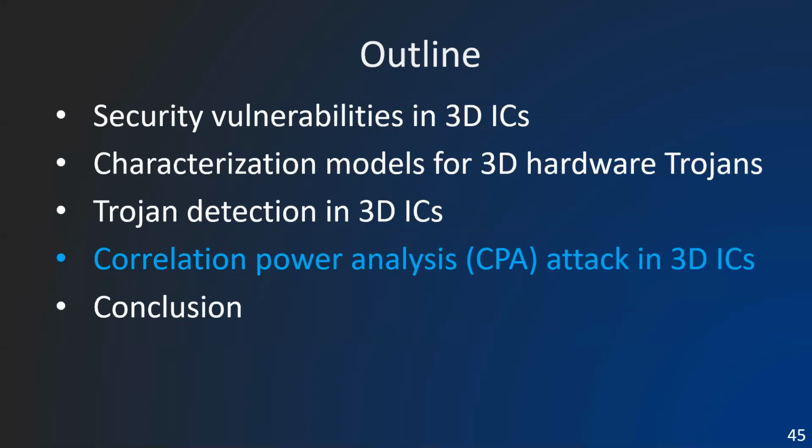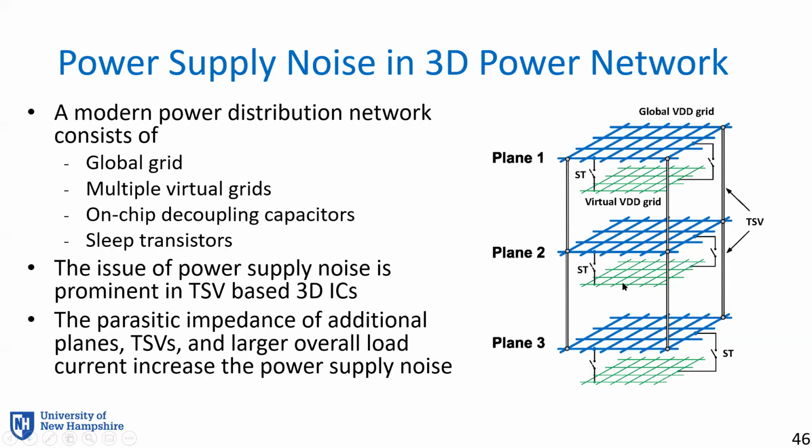So the last topic I want to introduce is the correlation power analysis attack in the 3D IC. As we know, the CPA attack is more powerful than the SPA and DPA attacks. In this section, we'll introduce how we enhance the CPA resilience in the 3D IC. In our work, we consider the 3D power distribution network, which is composed of a virtual VDD grid, a global VDD grid, and some decoupling capacitance. We place the authentication module or encryption module in one of the planes and see how the activities of other planes affect the performance of the plane containing the encryption module.